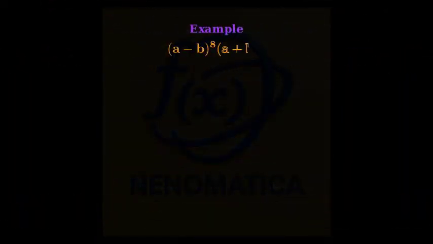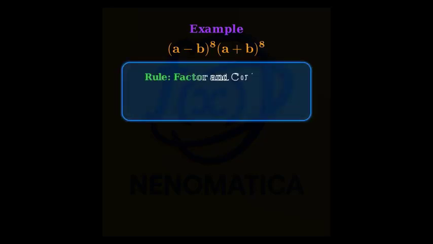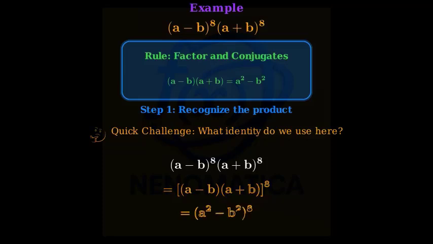Example, we will expand the product a minus b to the 8th power times a plus b to the 8th power, strictly following 4 clearly labeled steps with rule boxes. Step 1. Recognize the product structure. We first factor the middle by the conjugate product. A minus b times a plus b equals a squared minus b squared. Then we raise that to the 8th power.